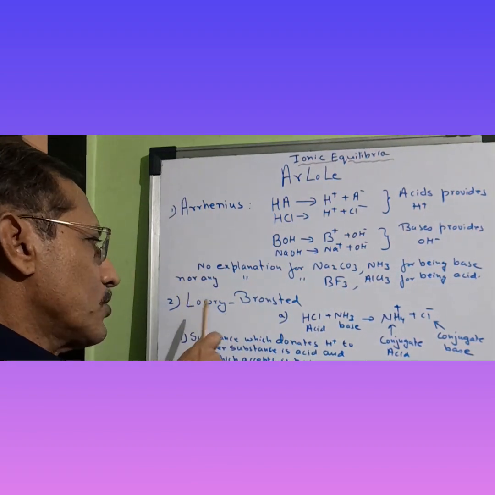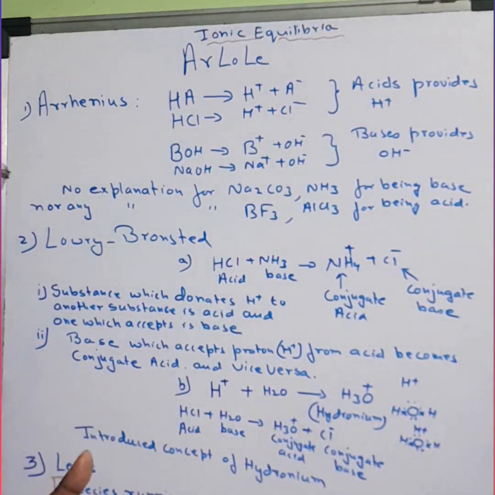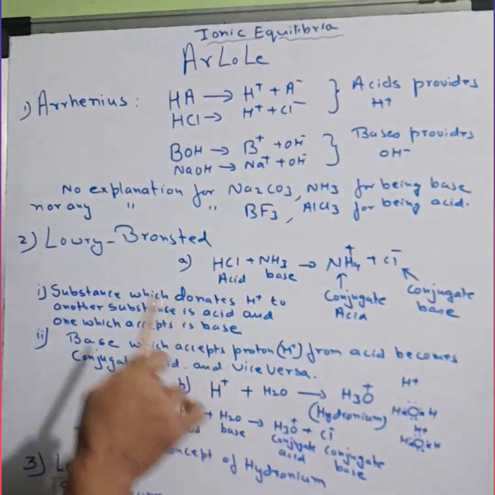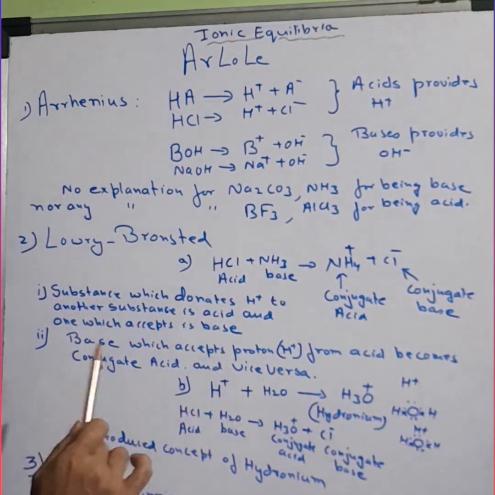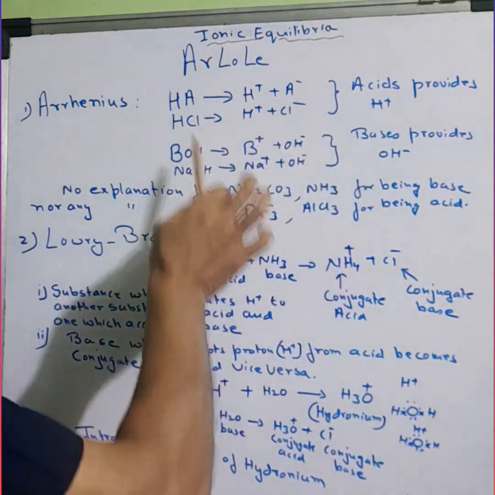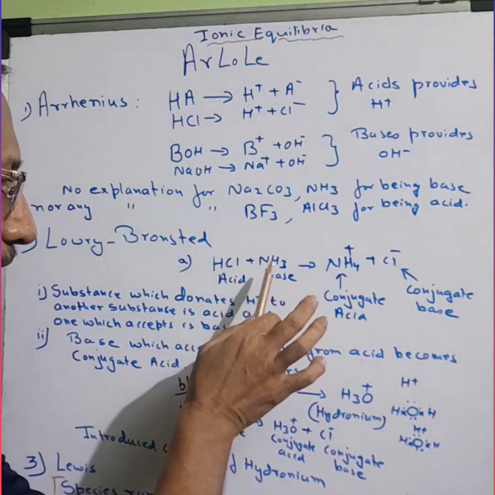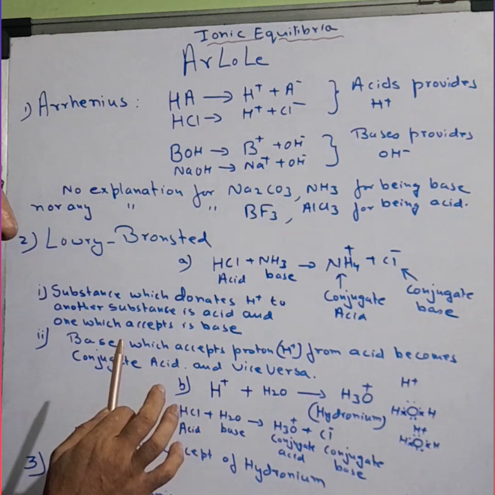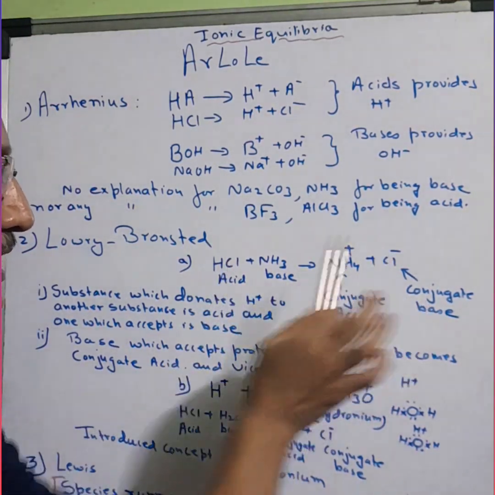Alright, now let's get into Lowry. What did he talk about? He also talked about the same acids and bases, but what he told is that a substance which donates H+ to another substance is an acid and the one which accepts is a base. Just a modification of this. So HCl, ammonia: HCl gave its proton to NH3, ammonia. It formed NH4+ and HCl became Cl−.